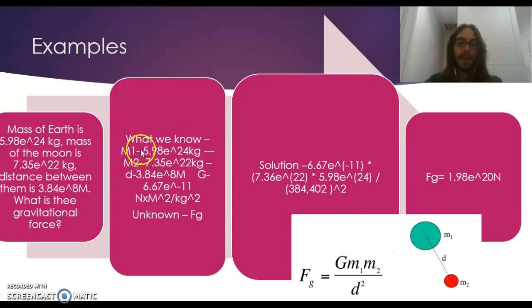So what we know, mass of 1, that's going to be Earth. Right here we got that, 5.98 e to the 24th kilograms.